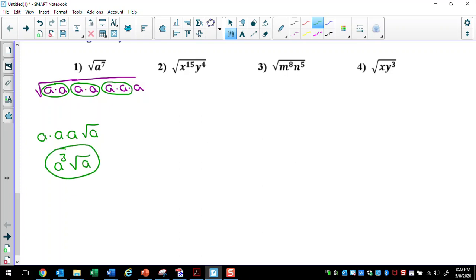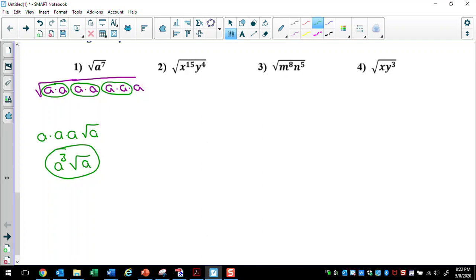And there we go. And that's the long way. Or I could say, since I'm looking for pairs, how many times can 2 go into 7? Well, 2 can go into 7 3 times. And since it's odd, there's 1 left over. That's the quick way to do it. So you don't have to go through all of this work here if you get the quick way.